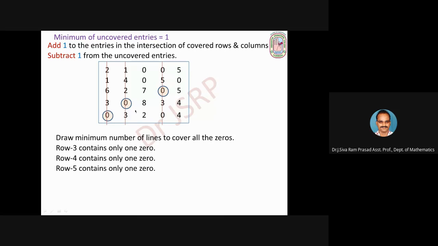So go for columns. The first 2 columns are fixed. You need not check the first 2 columns. Third column: the third column contains more than 1 zero, it contains 2 zeros. So skip the third column. The fourth column is already fixed. You need not check.